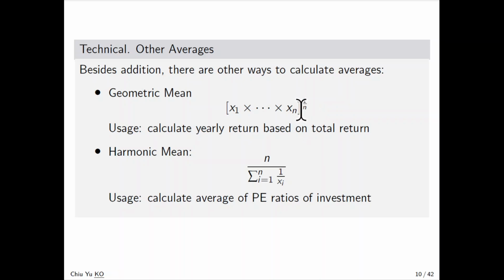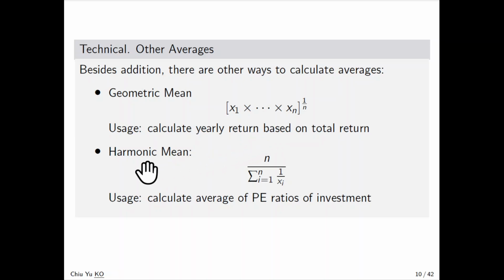and usually this is used to calculate the average of returns. Okay, if you have such a return in the first year, such a return in the second year, and such a return in the third year, the best way is to calculate the geometric mean of the returns instead of the arithmetic mean, because returns usually compound, so the geometric mean fits the idea.